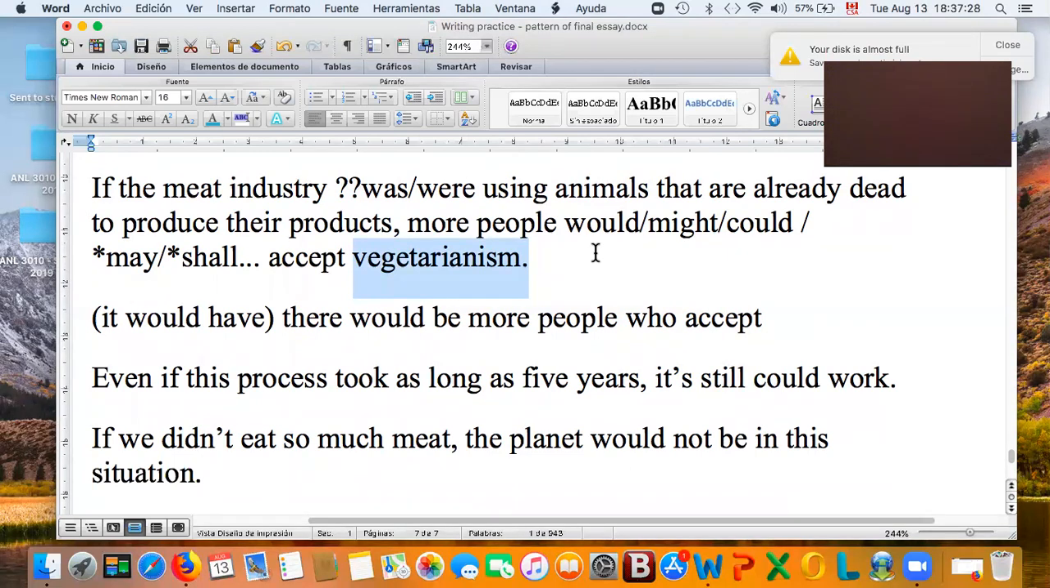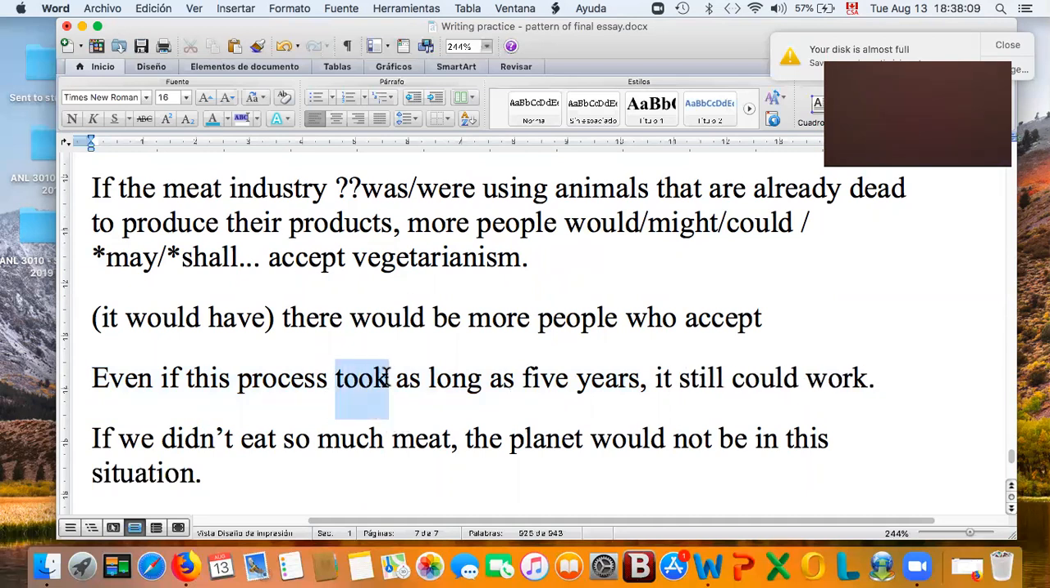However, well, when you do eat meat, you are eating a dead animal. So I don't know. For some reason, that doesn't discourage people. Do you think more people would be happy about eating meat if the animal were alive? Oh, come on. Strange. All right, let me see. How do we finish this? Even if this process took as long as 5 years, it still could work.